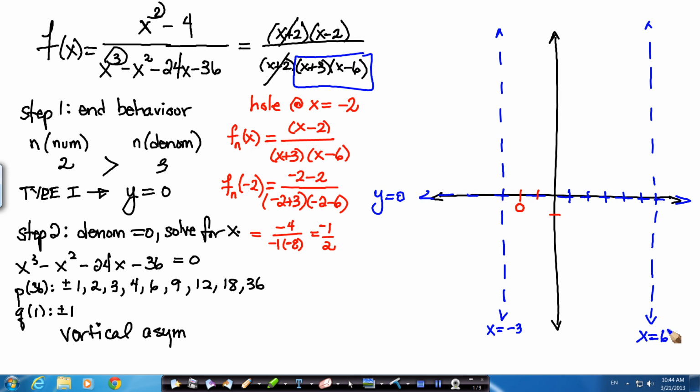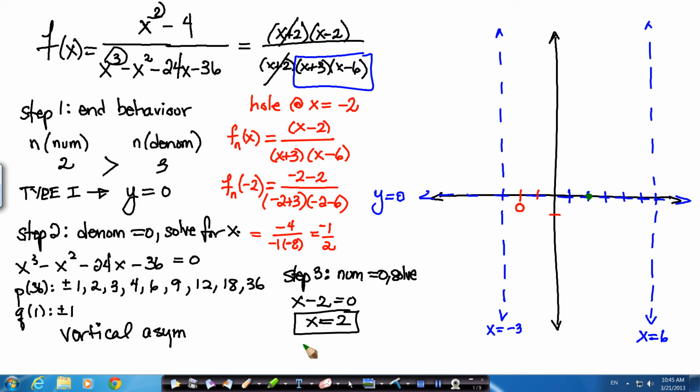Let's go back. Next step, turn colors, there we go. So, step 3, right? We set the numerator equal to 0 and solve. Well, that's pretty nice, right? Because the numerator is now just x minus 2 equals 0. So x must equal 2. So we have not a vertical asymptote. We have an x-intercept at x equals 2.